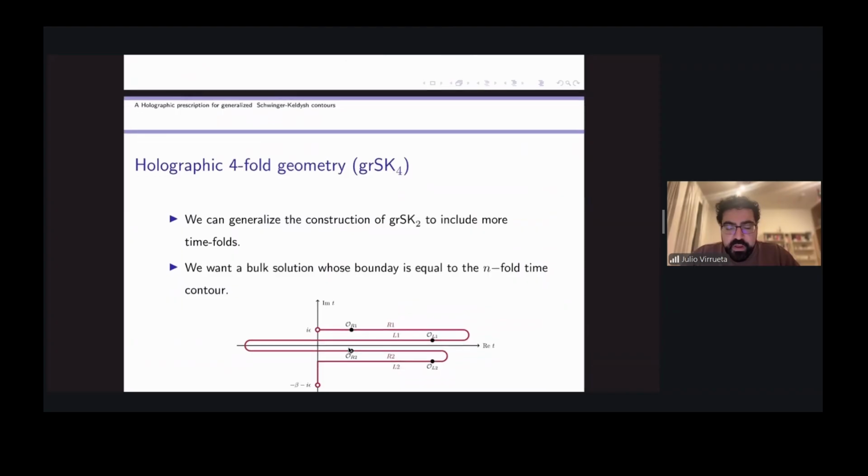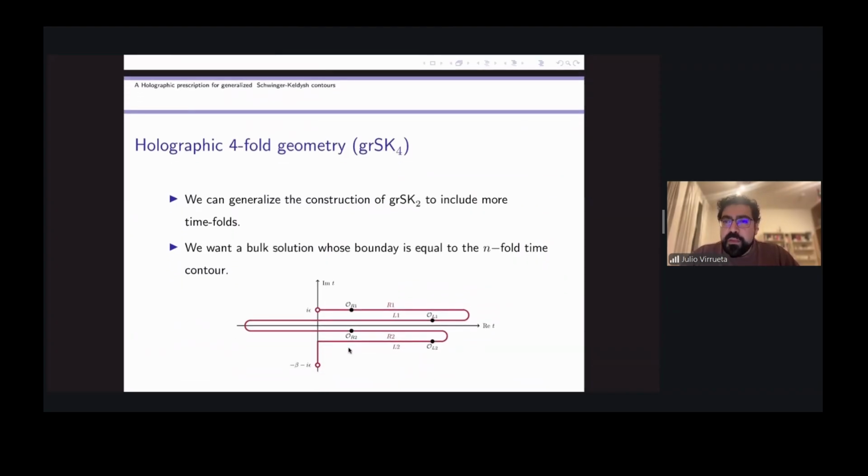So that's the Schwinger-Keldysh contour. I should ask here if there are any questions. People usually get lost with too many black holes. Good. Because now I'm just going to go wild. If there are no questions, I'm just going to copy paste black holes galore.